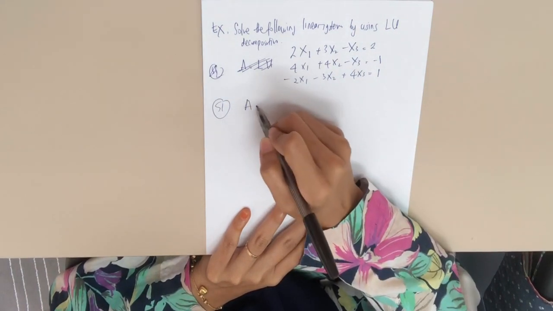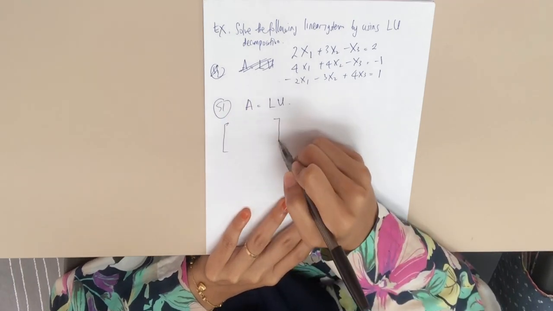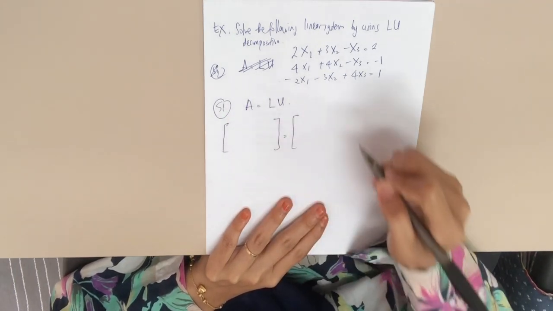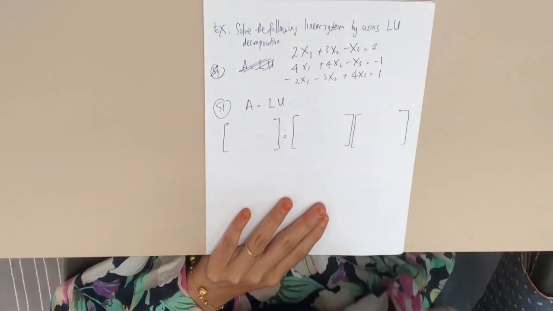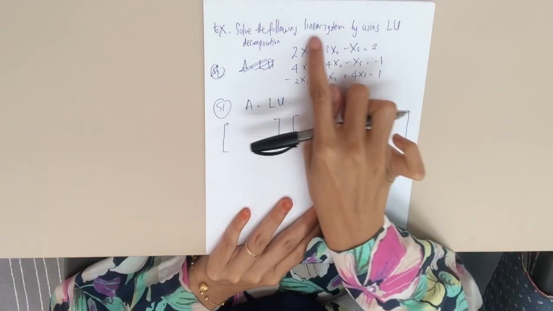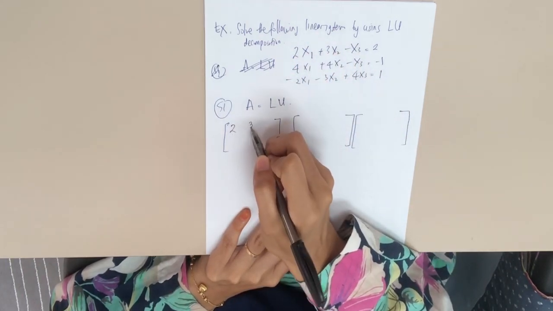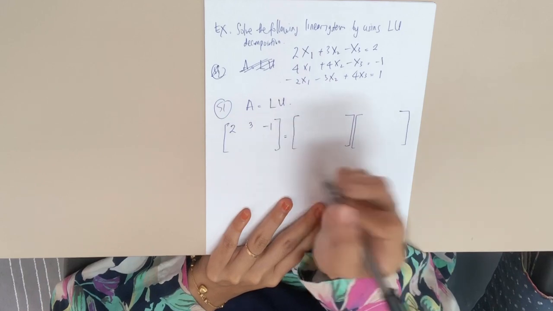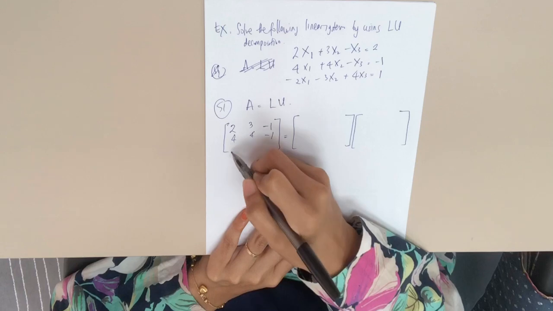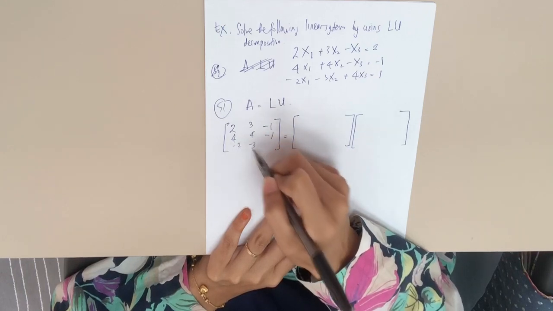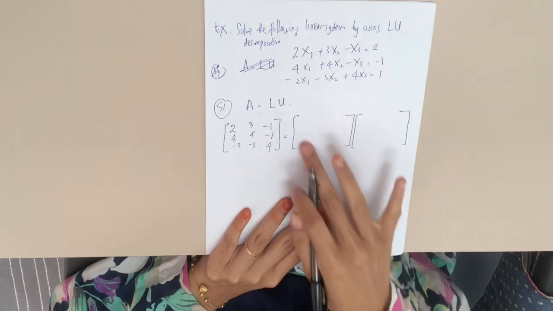A equal to LU. So just write your A in the matrix A and LU. Matrix A you can get from this system. So this is 2, 3, negative 1, and then 4, 4, negative 1, negative 2, negative 3, and also 4. Then this is your matrix L.